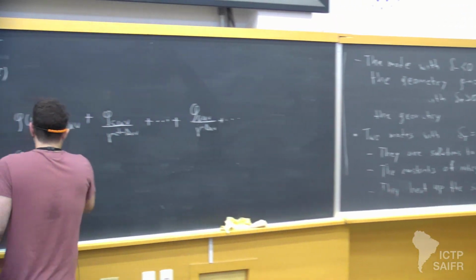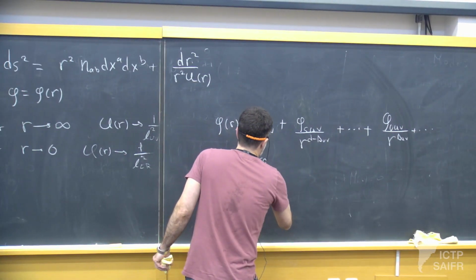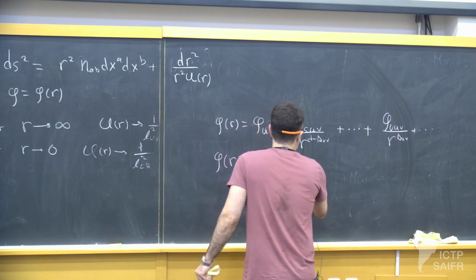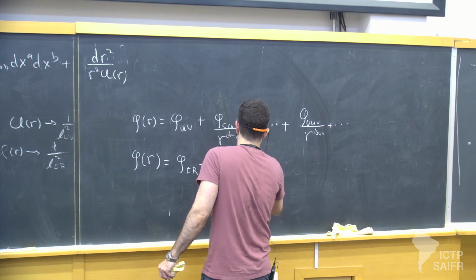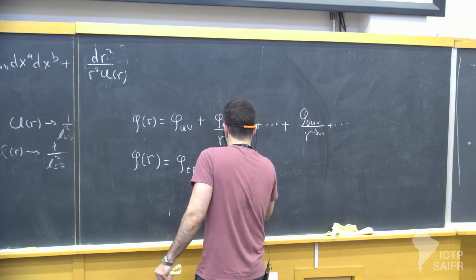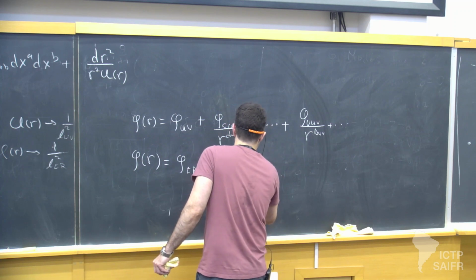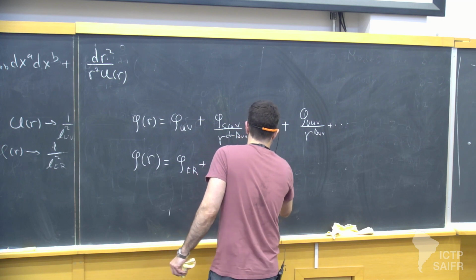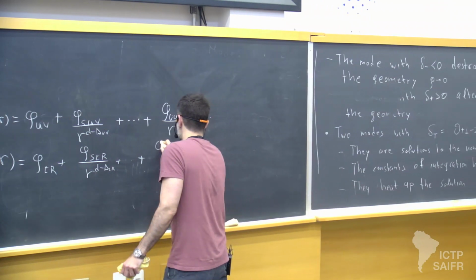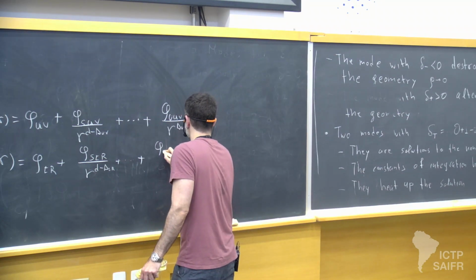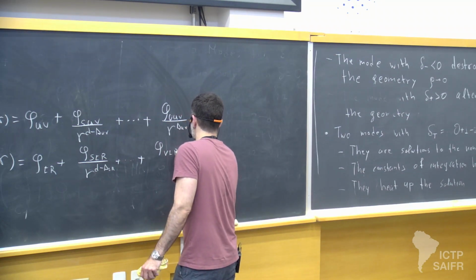Now, from the IR point of view, I'm going to have a similar expansion. I'm going to have the source term from the IR point of view divided by R to the D minus delta IR plus other stuff. And I could, in principle, have the vev from the IR point of view.